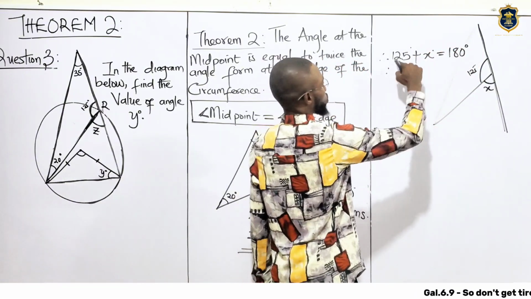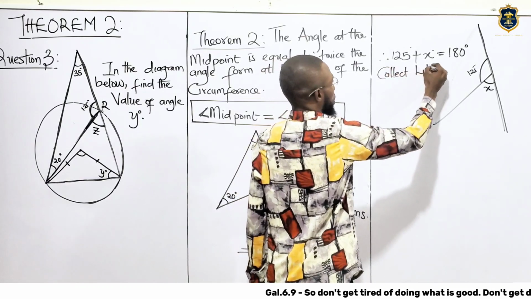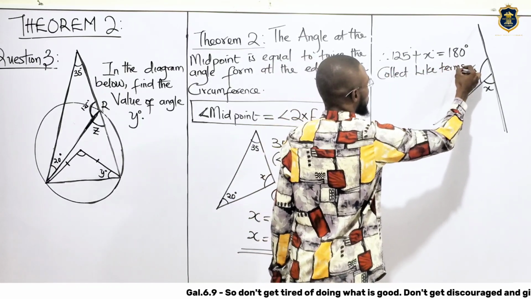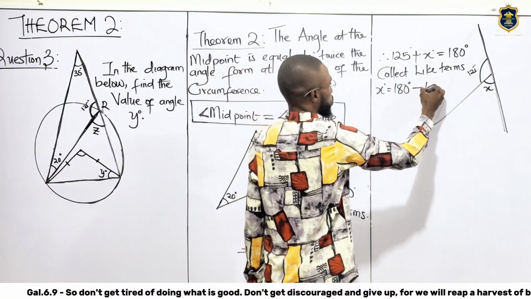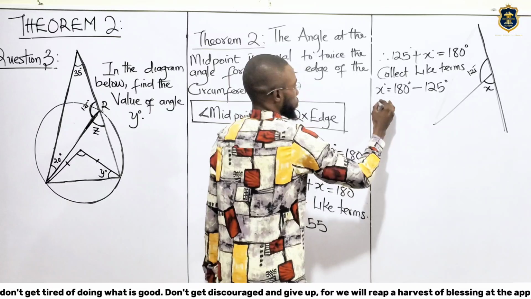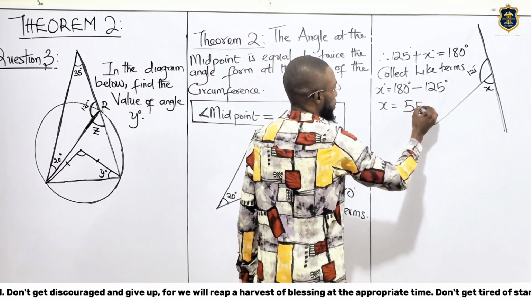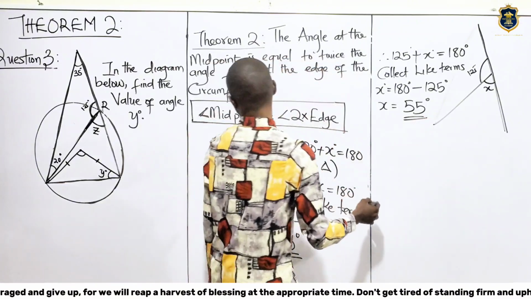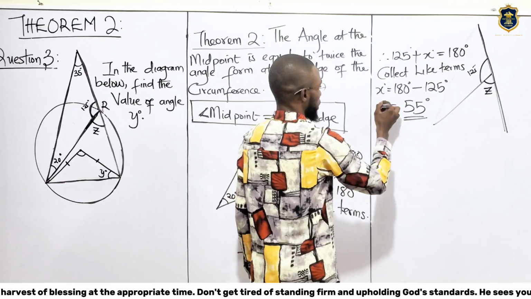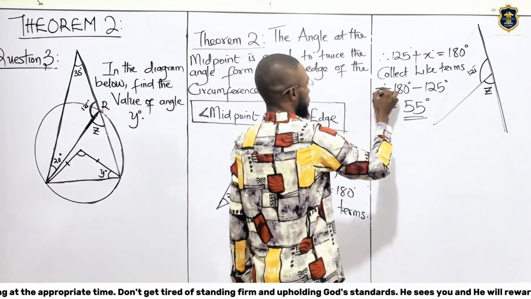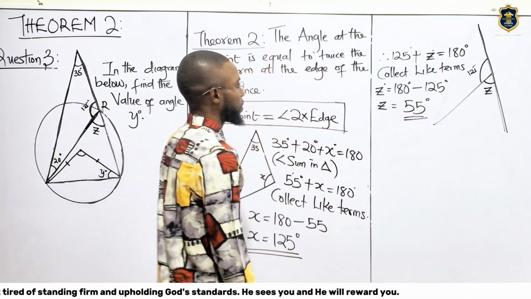So we can't add, so we have to collect like terms, right? Collect like terms. So what do we do? z becomes 180 degrees minus 125 degrees. Of course, z will become what? z will become 55 degrees. That's it. We call this z. Sorry, this is z. That means our z instead of x is z, please. That's my bad mistake, please. That means z becomes 55 degrees, right?